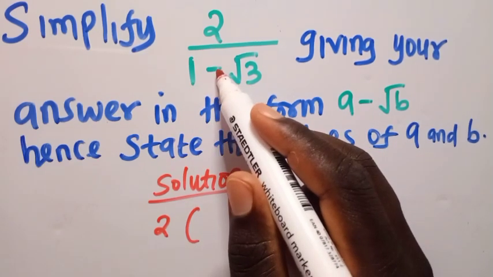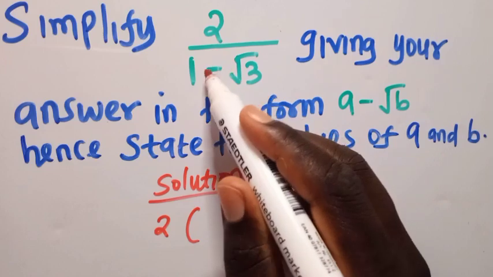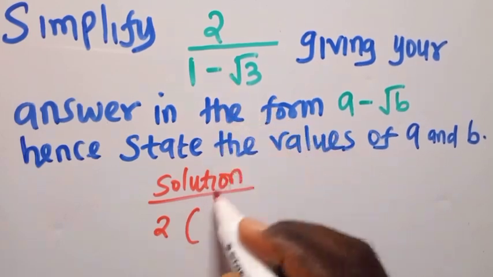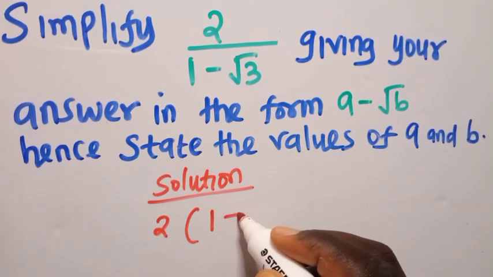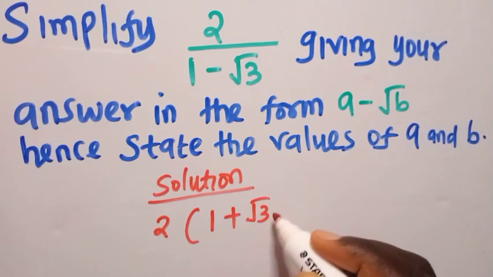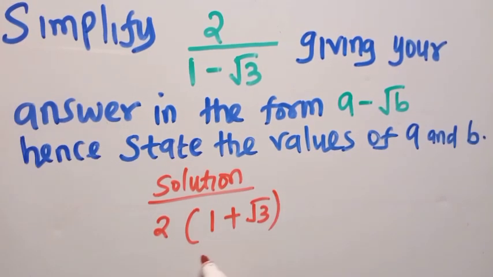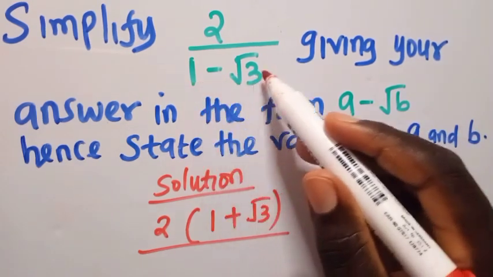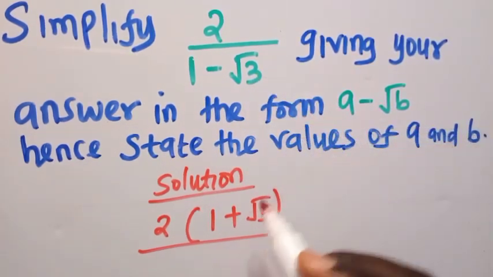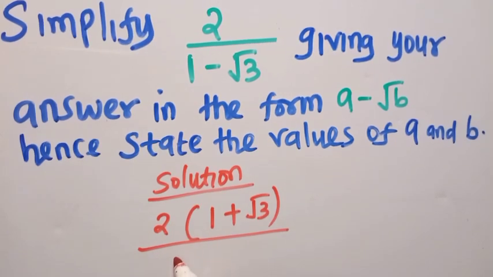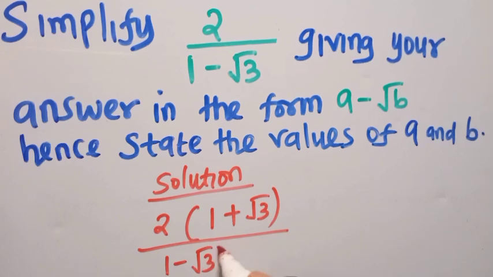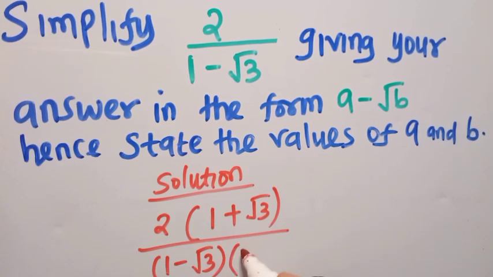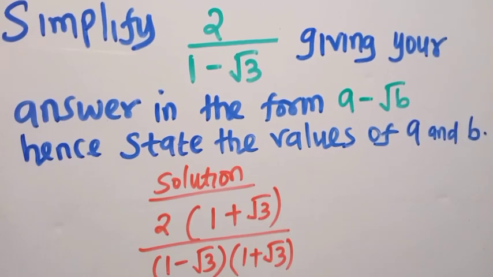The conjugate of the denominator is obtained by changing the sign that is in between 1 and root 3. The sign that is here is negative, and if we change it, it will be positive. Therefore, in this case, we shall have 1 plus the square root of 3. Then we close the bracket. Now, we also multiply the denominator, which is 1 minus the square root of 3, by its conjugate, 1 plus the square root of 3.